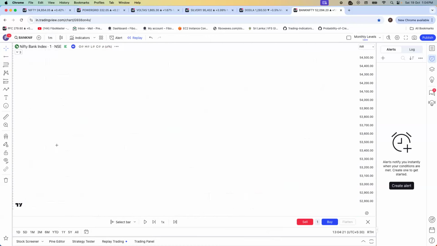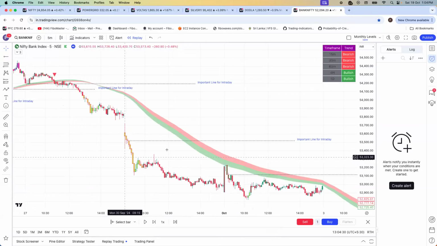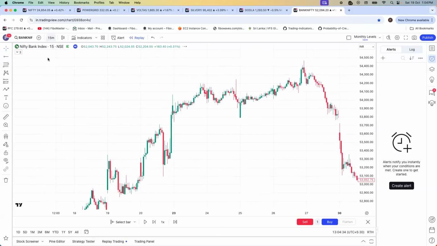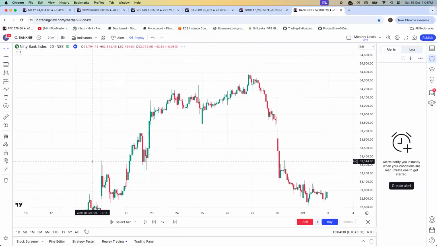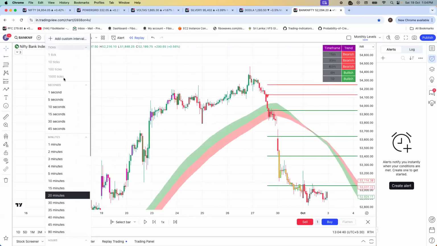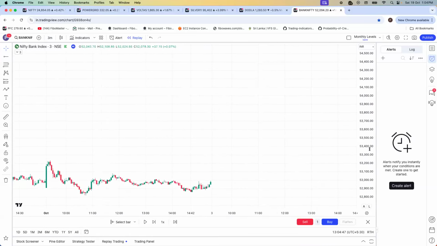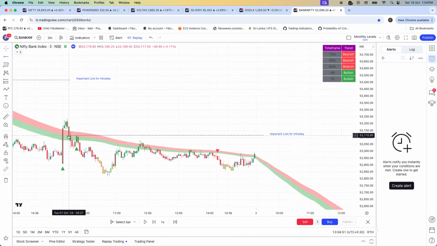If you put 1 minute also, it will show. Okay, it takes time, it'll show. If you put 15 minutes, it'll show. But if you put 20 minutes, it doesn't show up. All you need to do is put it on 5 minutes or 3 minutes. If you're doing an intraday position, put it on 3 minutes. Once you put 3 minutes, you'll find one line drawn like this.